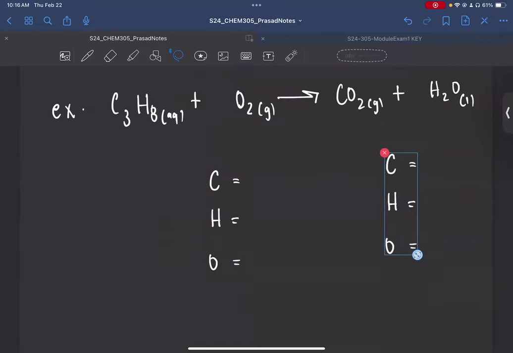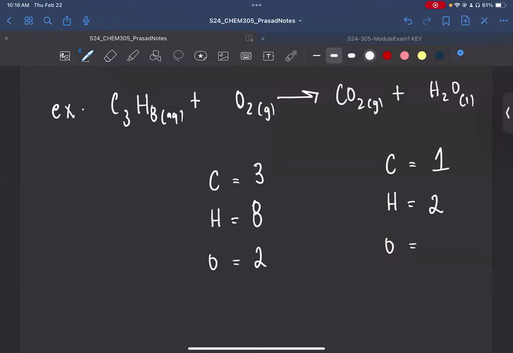On the left-hand side, we have 3 carbons, 8 hydrogens and 2 oxygens. On the right-hand side, we have 1 carbon, 2 hydrogens and 3 oxygens. All we've done is simply write down what we know, write down what we see.